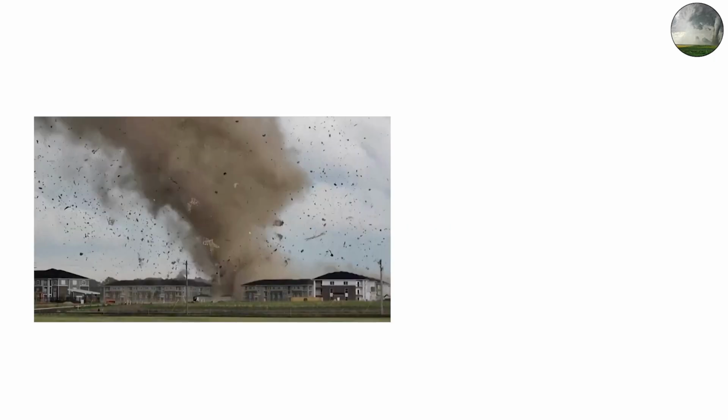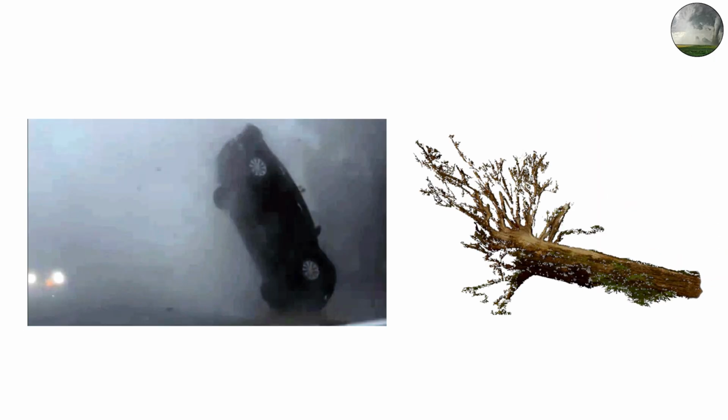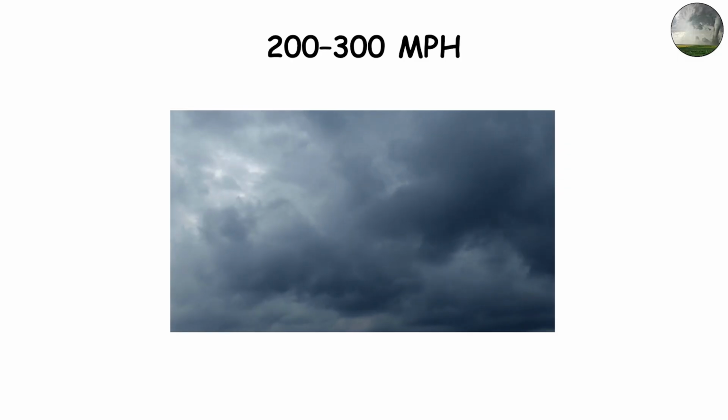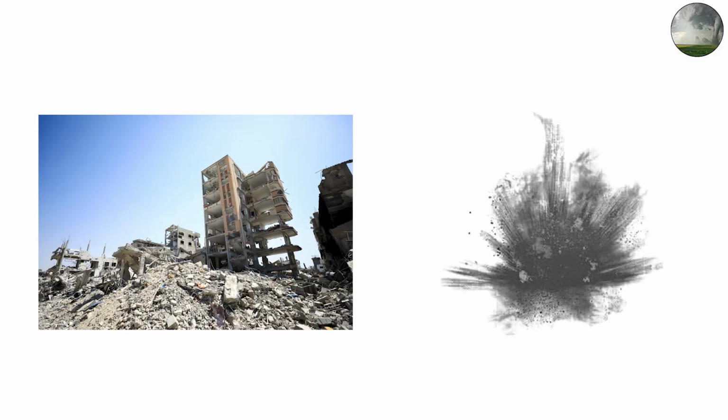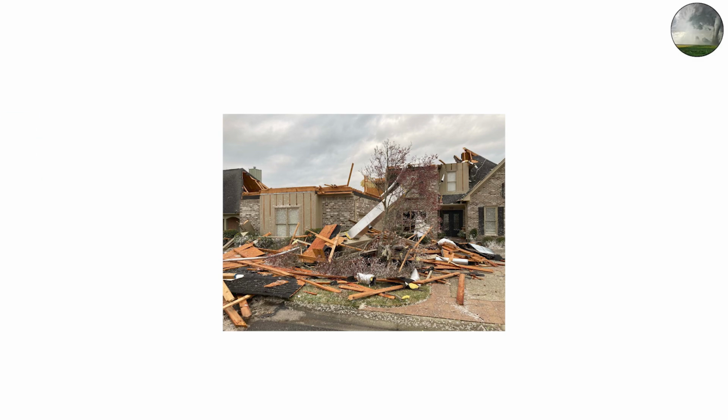EF2 to EF3. Strong tornadoes that can destroy houses, toss vehicles, and tear down large trees. EF4 to EF5. Violent tornadoes with winds up to 200 to 300 mph. They can flatten neighborhoods, lift heavy debris hundreds of meters, and leave only foundations behind.